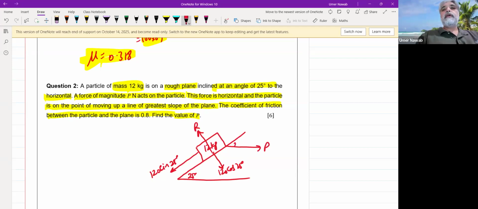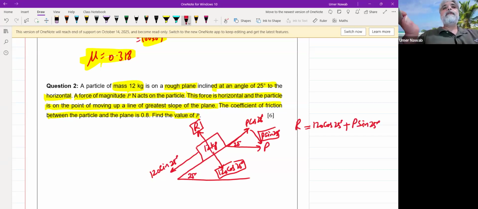Obviously, this is 25. So now let me resolve it. This should be P cosine of 25, and this should be P sine of 25. Now the reaction will be R equals this plus this. I'm going to write R is equal to 120 cosine of 25 plus P sine of 25. This is one equation. We got it.